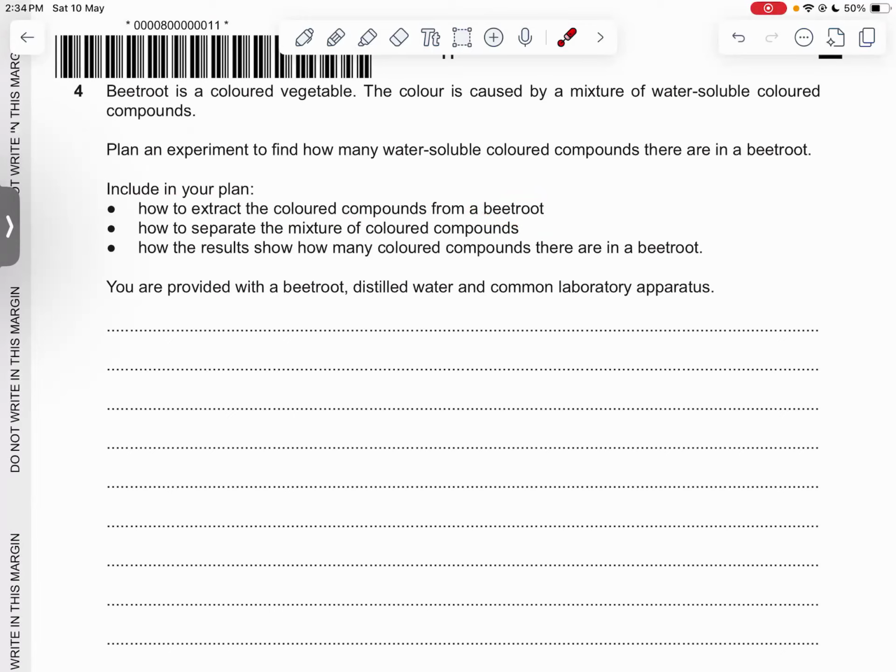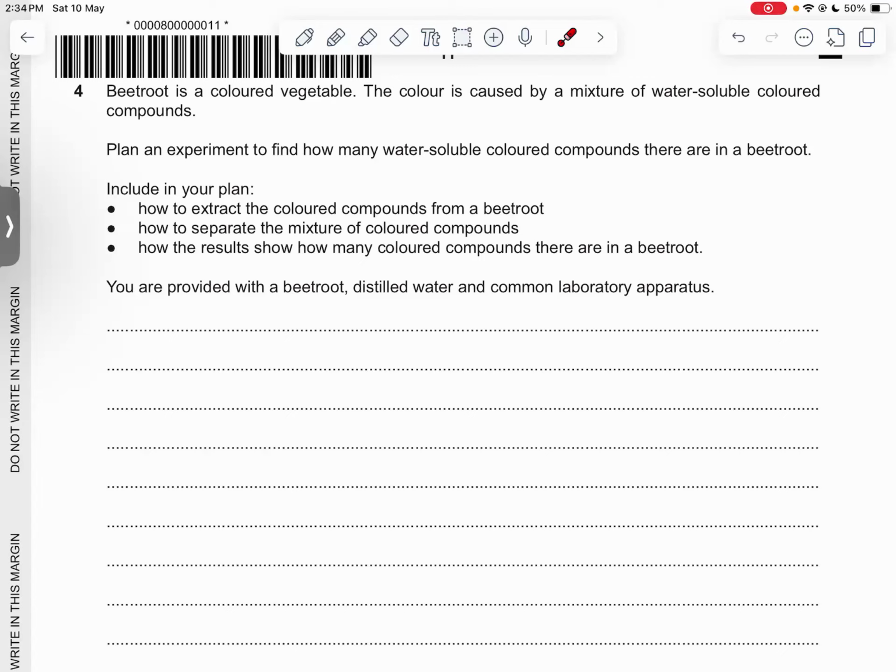Basically you're going to add some water in the mortar and pestle, all right, and then you're going to filter it. The soluble component, you're going to do chromatography of it by taking a drop of it and putting it on the chromatography paper. You're going to observe how many spots are produced, and that many components are there, right?